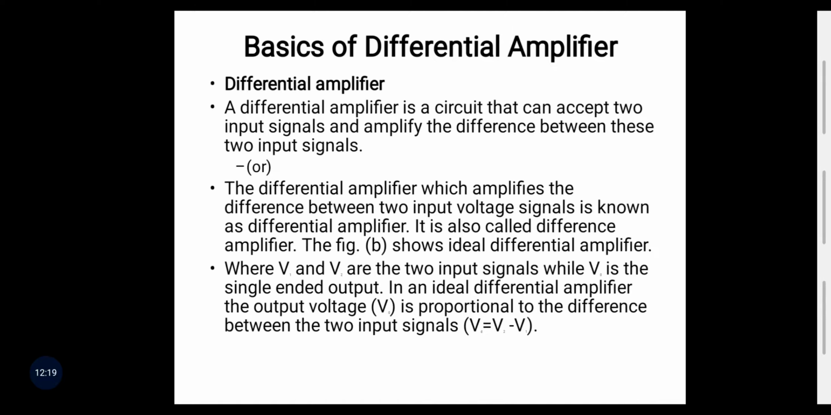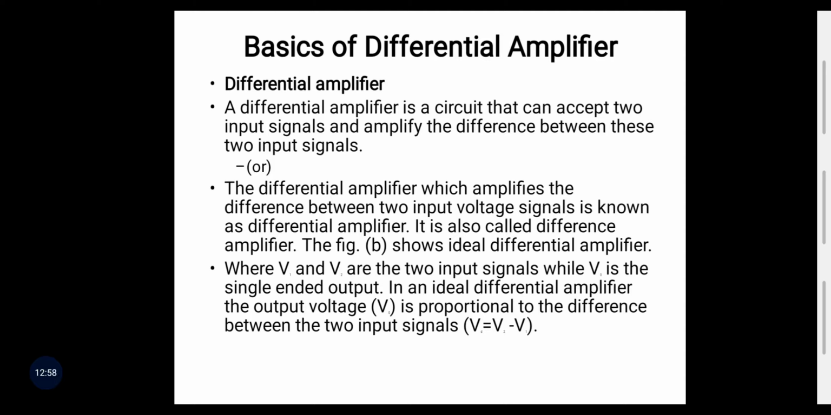However, a practical differential amplifier cannot eliminate the total common signals, because the output depends not only upon the difference signal Vd of the two signals, but also upon the average level, called the common mode signal. Here difference signal Vd equal to V1 minus V2, common mode signal Vc equal to half of (V1 plus V2).